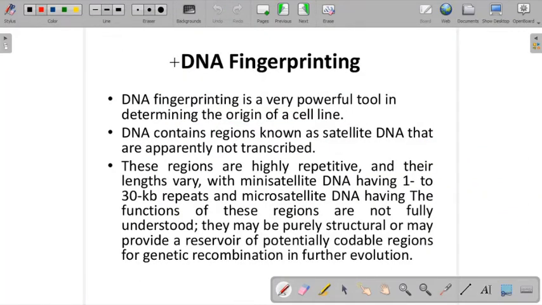The next technique in characterization is DNA fingerprinting. Now, what is meant by DNA fingerprinting? DNA fingerprinting is a very powerful tool in determining the origin of cell lines. I guess you remember the term cell lineage, and that cell lineage gives us the origin of cells, or from which cells that cell is coming.